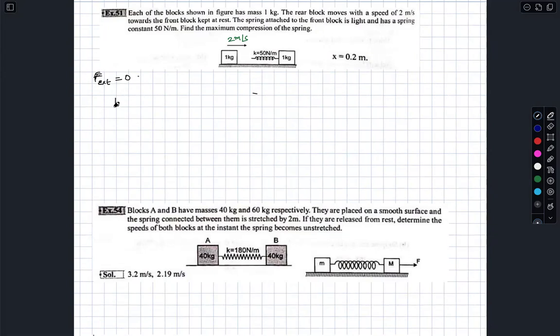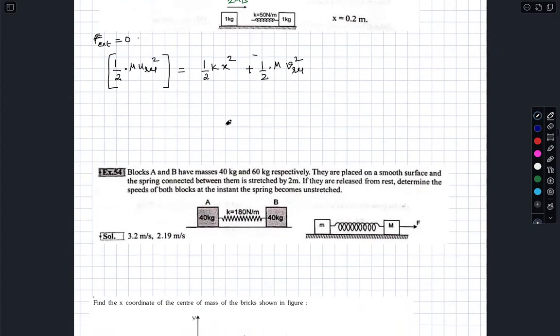In C frame, half mu u relative square is the kinetic energy. This is equal to half k x maximum square, or any time if it is x square compression, half mu v relative square, which means at that time maybe they may have different velocities.